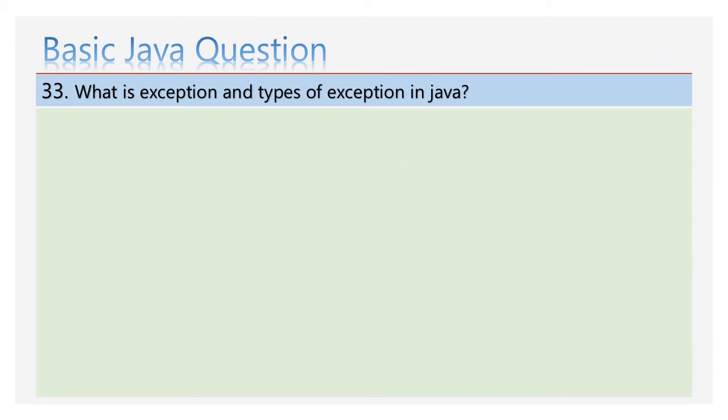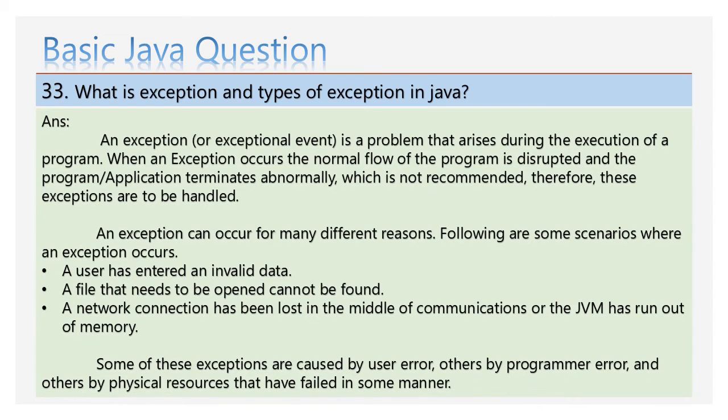What is an exception and what are the types of exceptions in Java? An exception, or exceptional event, is a problem that arises during the execution of a program. When an exception occurs, the normal flow of the program is disrupted and the program or application terminates abnormally, which is not recommended. Therefore, these exceptions are to be handled. An exception can occur for many different reasons. Following are some scenarios where an exception occurs.